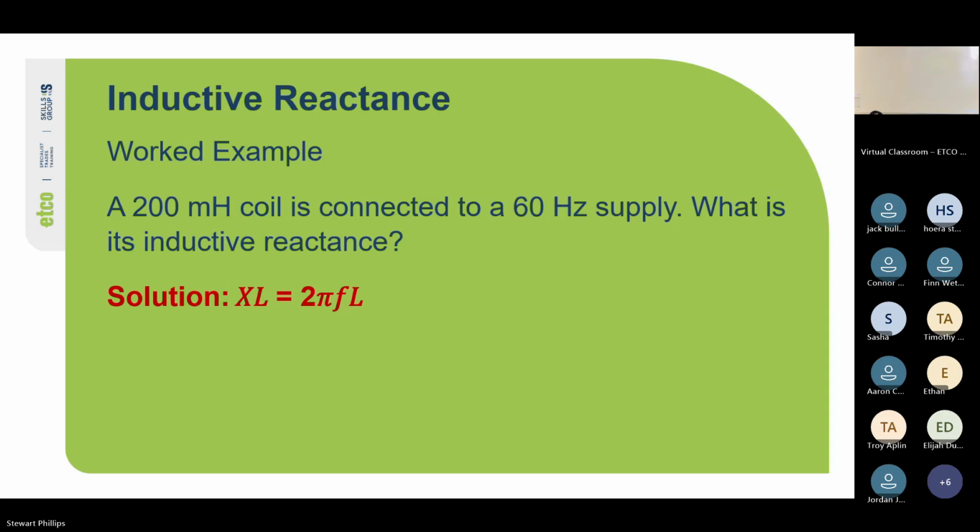When we input the values into the formula, it's 2 pi times 60 times 0.2 because it's 200 millihenries. We convert that into 0.2 henries. And then, 75.4 ohms. Sweet, all good, Sasha. Just remember, whenever they give us a measurement that's in milli, micro, pico, any of those, we need to adjust our values.